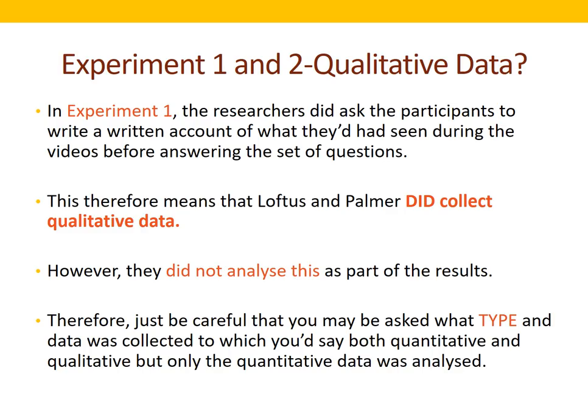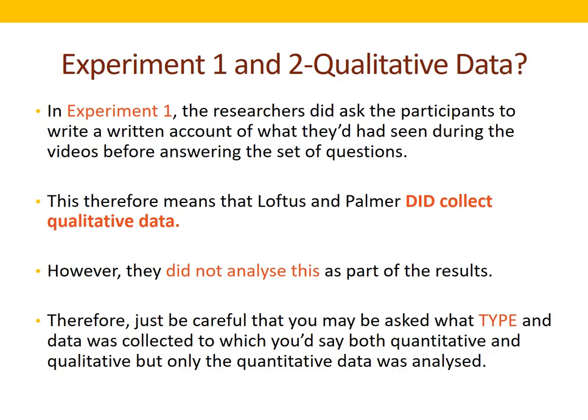Now, remember, they did actually collect some qualitative data. So they did get the participants to write a written account of what they'd seen before answering the questions in both experiment 1 and experiment 2, but they didn't analyse this. So when you get asked, or if you get asked what type of data was collected, you need to be wary of what you say for this study. So if you get asked what type of data was collected, you need to justify what you're saying.